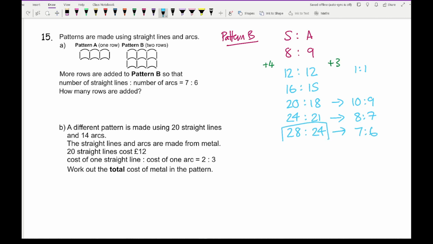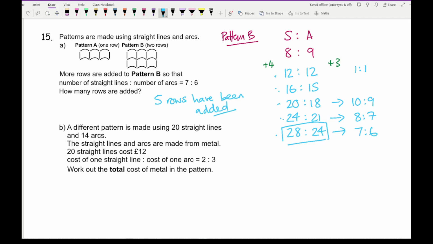So it's going to be after adding 1, 2, 3, 4, 5 more rows. So how many rows have been added? It's going to be 5 rows have been added. And let me just double check that. So that's 1, 2, 3, 4, 5.